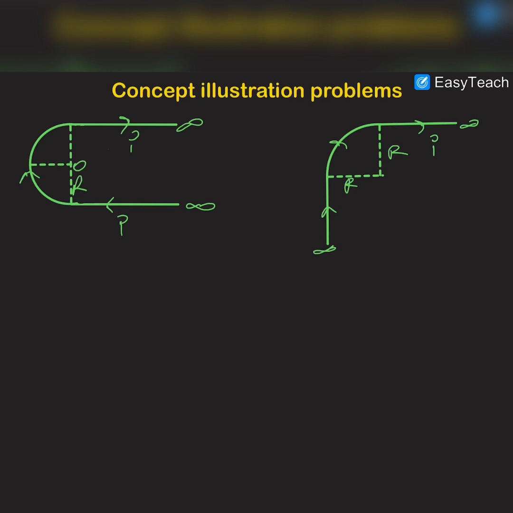In this video, we are going to discuss the concept illustration problems of circular current carrying wires. So you can see that in the first case, which is the very basic problem of magnetism, there is an infinitely long wire carrying a current I from infinity, and this wire is connected to a semicircle which is carrying the same current and forwarding it to another infinitely long wire. We have to find out the magnetic field at this point O, which is the center of this system.